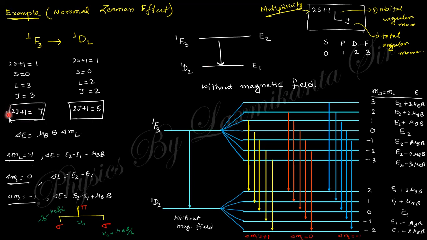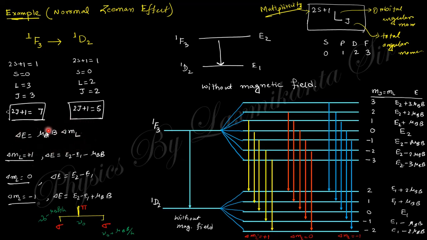The number of energy levels splitting in the Zeeman effect is due to the magnetic field. This splitting is up to 2j plus 1, that is 7 levels for 1f3. In case of 1d2, this is split as 2j plus 1, that is 2 into 2 plus 1, that is 5 levels. So this single 1f3 level is split into 7 levels, and the single 1d2 level is split into 5 levels. Clear up to that point?